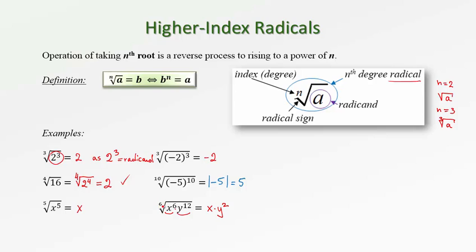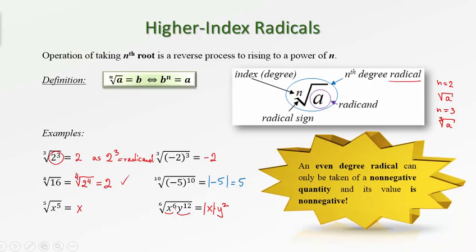Here we deal with sixth degree radical, which is even degree. Therefore, our answer must be positive. So either we assume that all variables, in this case x and y, are both positive, and then we don't have to worry. Or if this condition is not stated in a problem, we would have to put absolute value around the x, because we need to make sure that the final answer is positive. Y squared is always positive, but who knows, x could be negative. So unless the question says, assume that all variables are positive, we would need to remember to put this absolute value around the x.